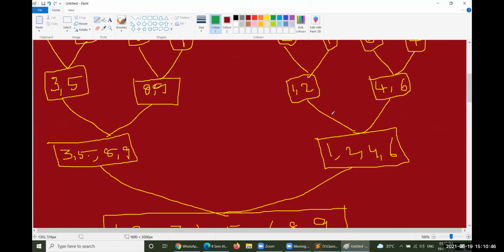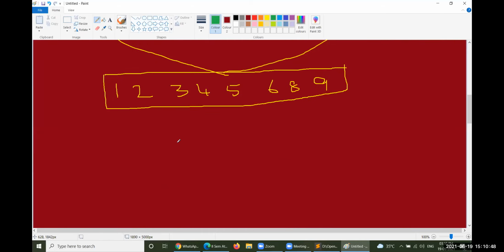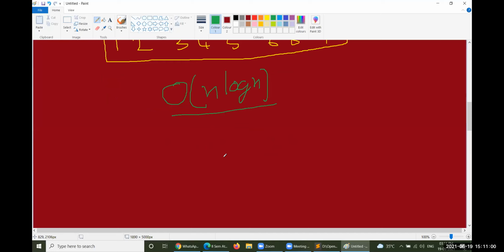So the time which will be taken for performing this operation will be big O of n log n. This is the biggest value of time. Let me analyze how this works. If n equals 8 elements, then let us consider log n here.